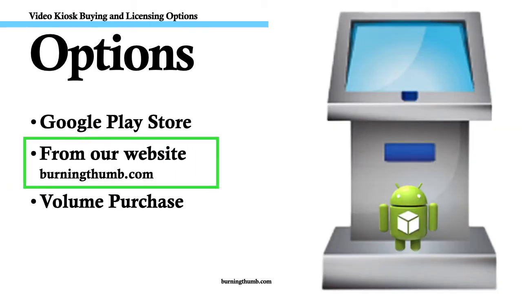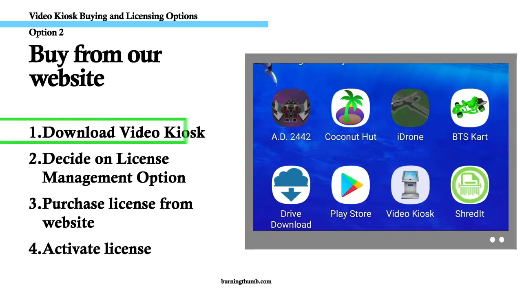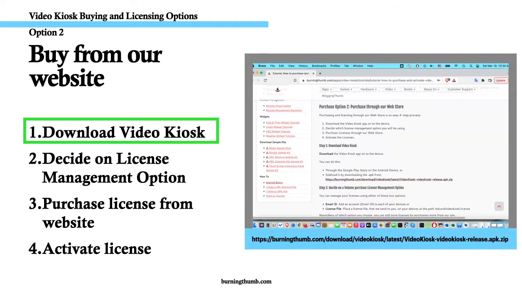Option 2. Purchase through our website. Step 1. Download the Video Kiosk app onto the Android device. You can do this through the Google Play Store on the Android device, or you can sideload it by downloading the APK from our website.